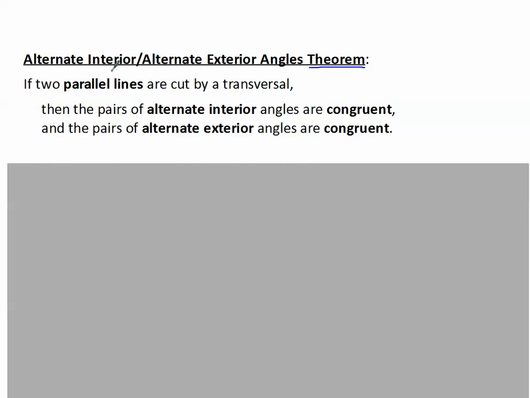alternate interior angles theorem. So starting just like the last one, if two parallel lines are cut by a transversal, that's the whole idea today. Parallel lines is what we start with. We must have parallel lines for any of this to be true. If we have parallel lines, then the pairs of alternate interior angles are congruent. The pairs of alternate exterior angles are congruent. Let's take a look at an example.